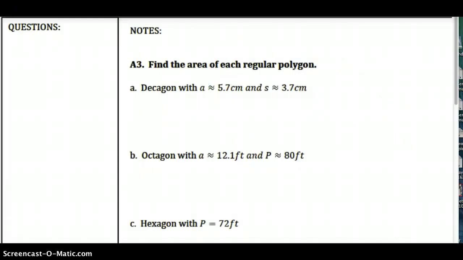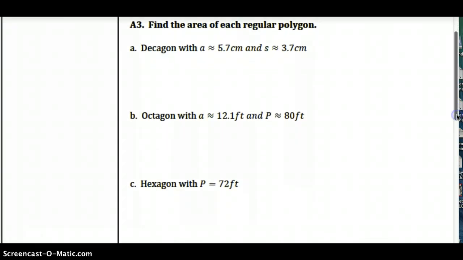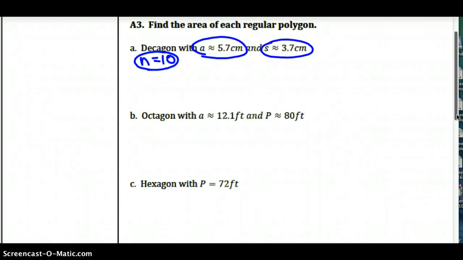Now moving on and using our area formulas for a regular polygon, again it's based on triangles. We'll do a couple of these. I think we'll do maybe the first one, A, and the last one, C. A decagon. Now we do have to recall some of our facts of earlier polygon work. A decagon has 10 sides. So I have this, I have this, and I have this. I have my apothem, and I have my side length, so I have everything I need.